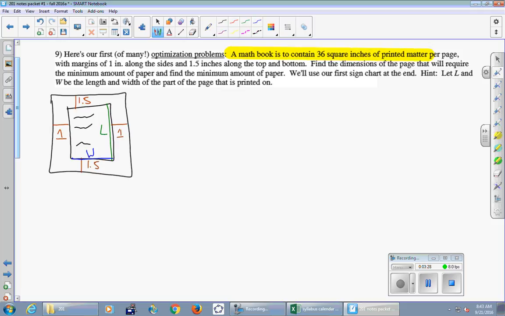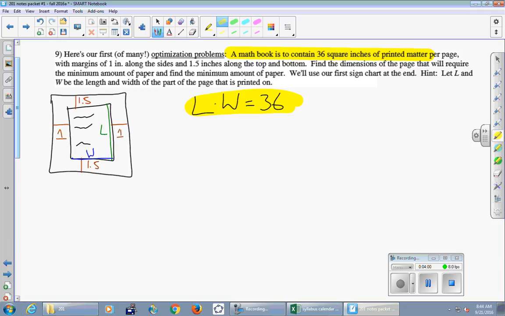So that's an equation for us, right? What's the equation? Yeah, 36 equals what? L times W, right? That is the printed matter being 36 square inches. Right? How many different solutions are there to that? How many different rectangles have an area of 36?